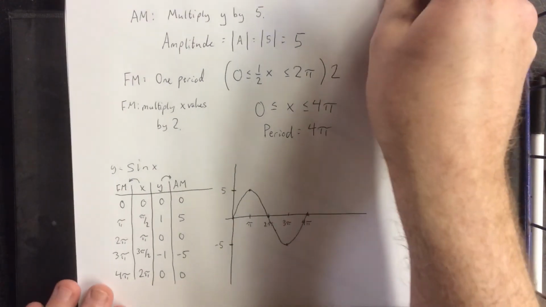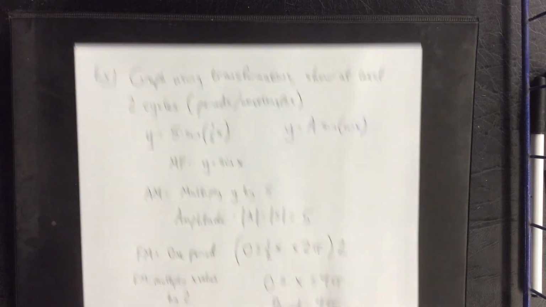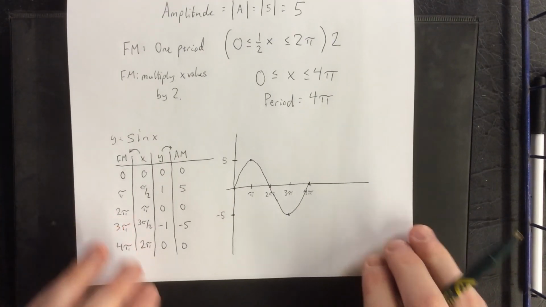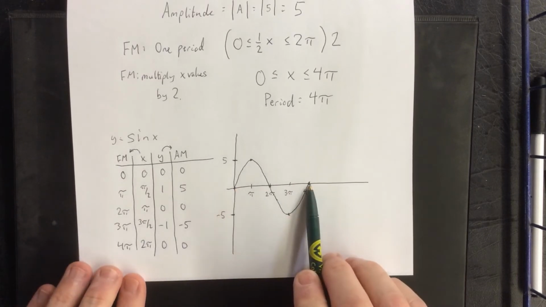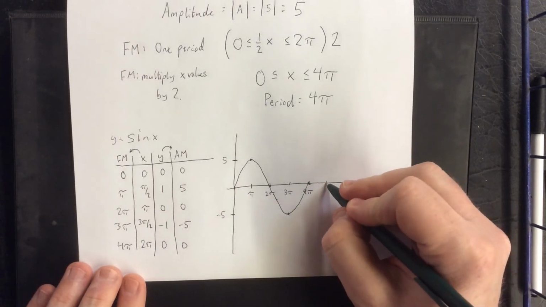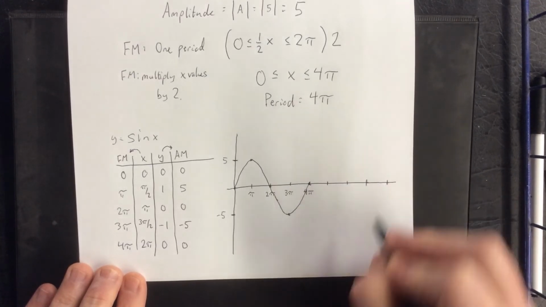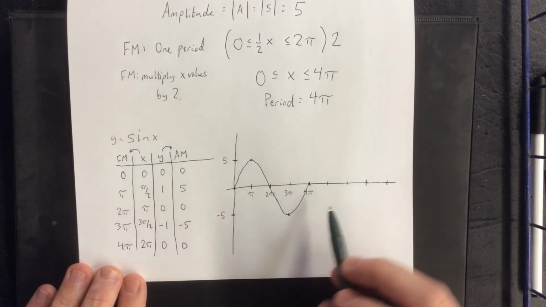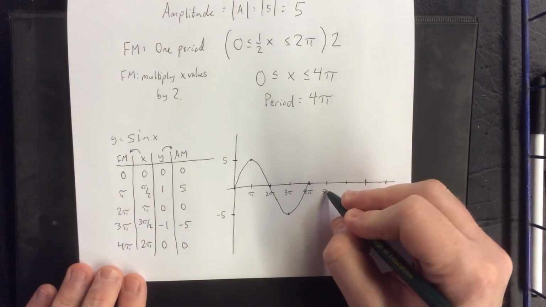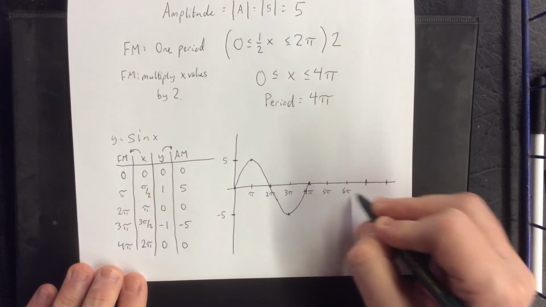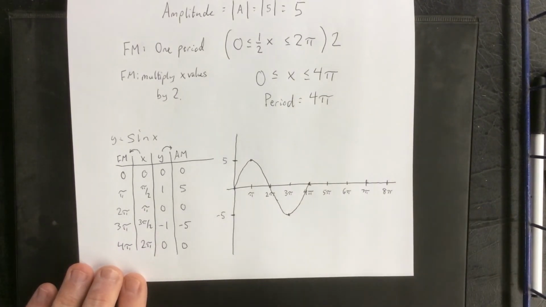Now as a reminder though, we were told to graph a total of 2 cycles, or 2 periods, or 2 wavelengths. Once you have your first period down, recopy this period as though the ending point is the new starting point for the next period. So we'll need 4 more x values. We can follow the pattern that we just got. So this was 1 pi, 2 pi, 3 pi, 4 pi. So the next one would be 5 pi, 6 pi, 7 pi, and 8 pi. Just follow the pattern that you see in front of you.